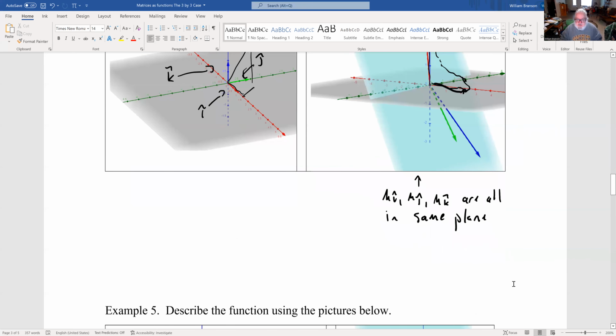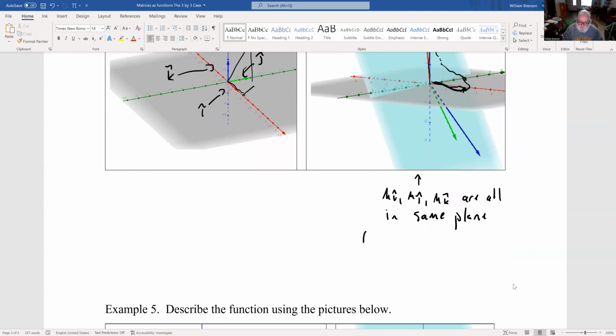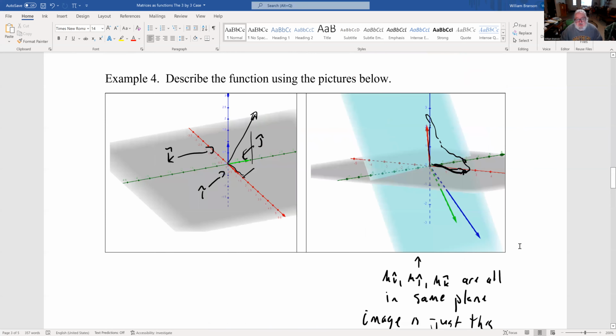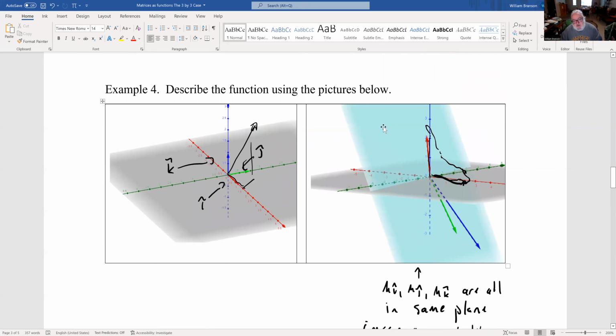So the image is not equal to the codomain, because the codomain is the entire 3-dimensional space, but we don't get all of the 3-dimensional space, we just get this one plane. So we lost a dimension along the way somewhere, and that's the null space, because we took a 3-dimensional thing and we squished it down onto a plane, which is a 2-dimensional thing.